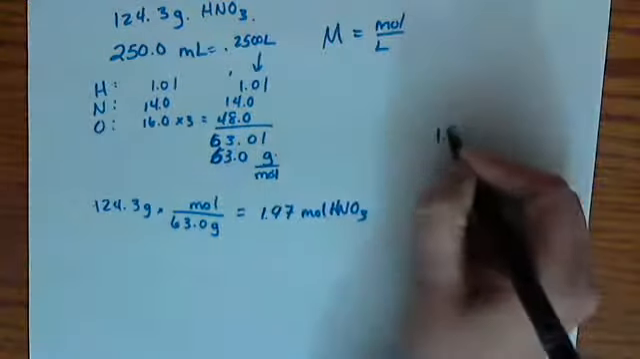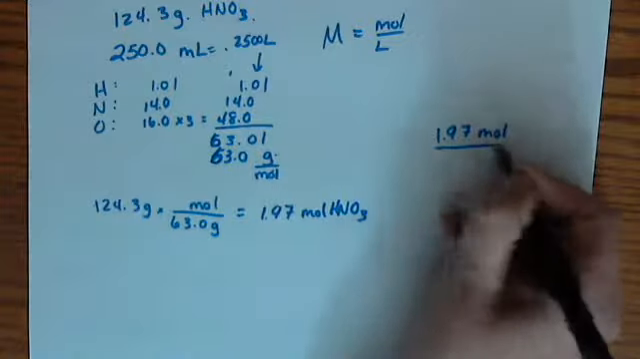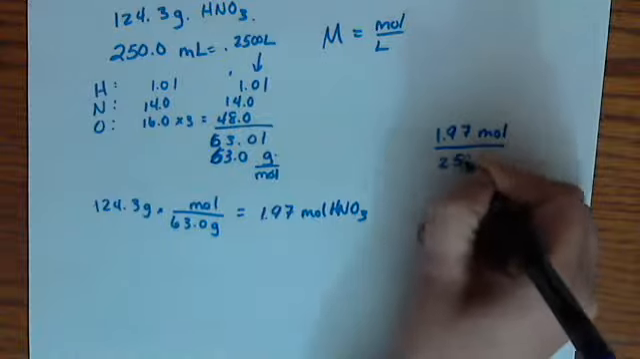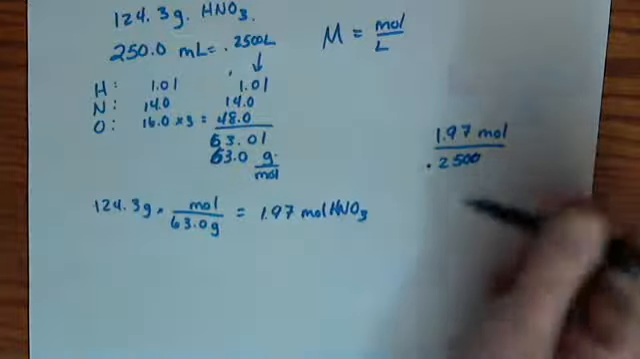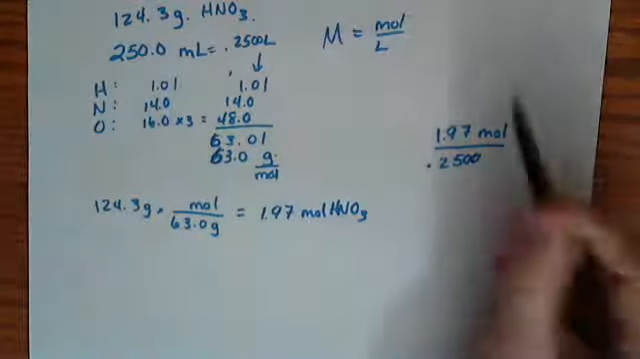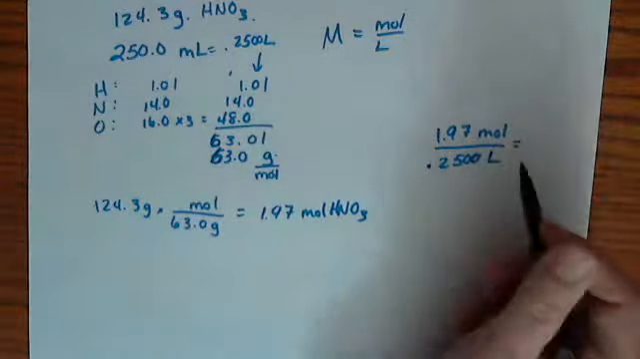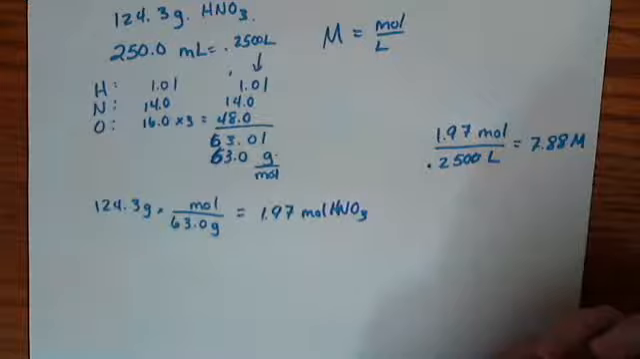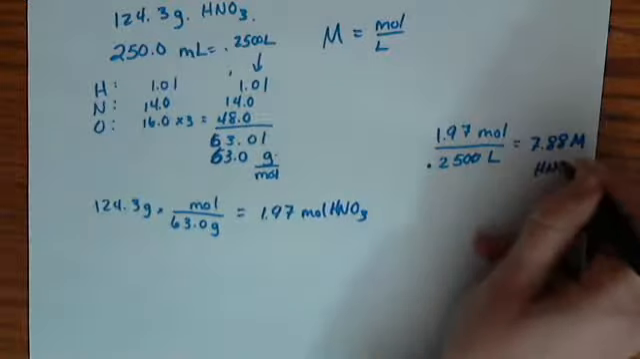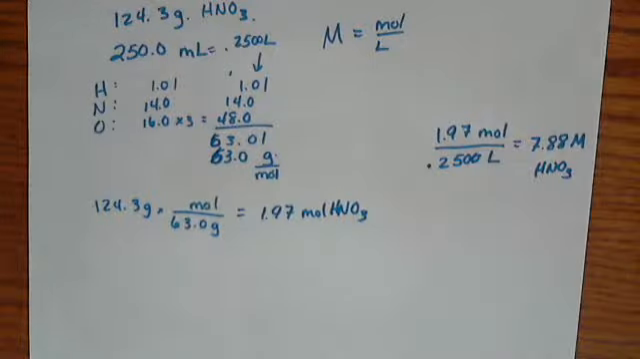So I have 1.97 moles divided by 250. Oops, I did that backwards. I've got to make sure I use my liters and not milliliters. So by 0.2500 liters, and I end up getting 7.88 molar HNO3. Does that help? I know we did some of these in lab today, but I just wanted to make sure you had some more examples on how to do that.